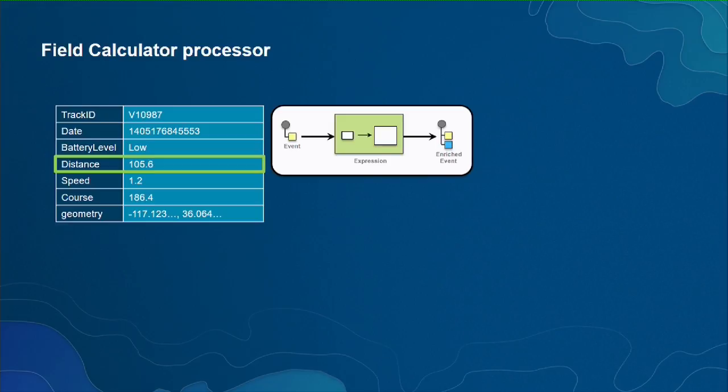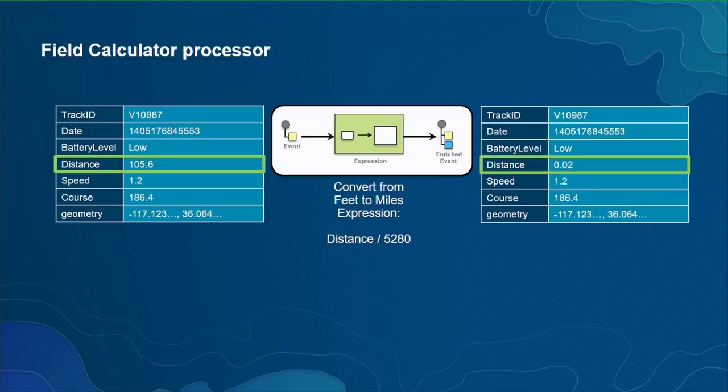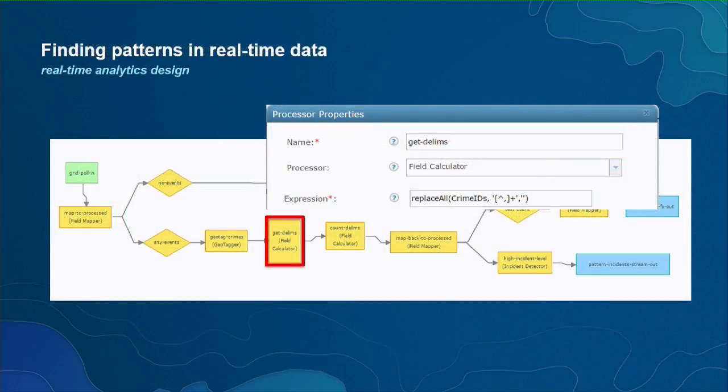So a field calculator with a distance of 105.6, maybe I want to convert that from feet into miles. So the field calculator's expression is a simple calculation, distance divided by 5280, and now the output event record has the distance expressed in miles rather than in feet. That first field calculator there is using, I said, a regular expression. So field calculator is probably one of the simpler yet more versatile processors that you can use because of the freedom that you have in the expressions that you construct.